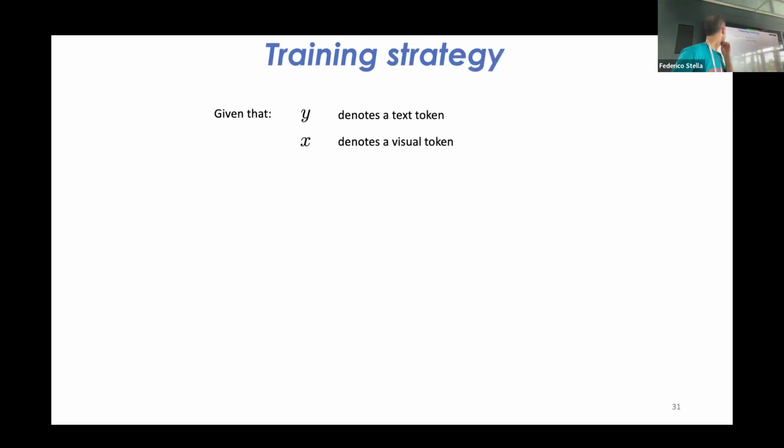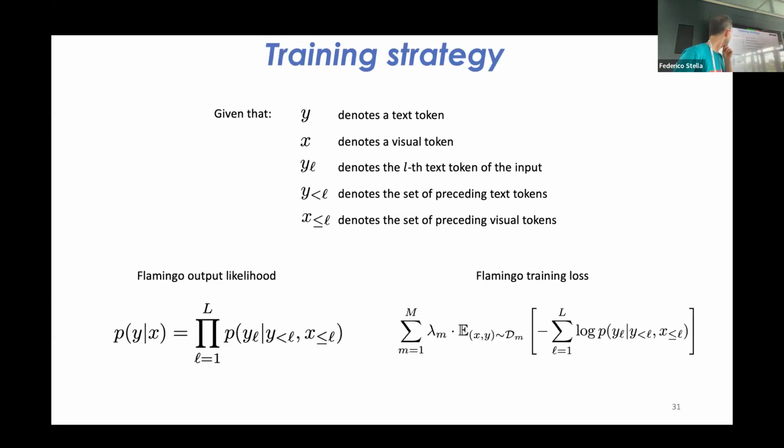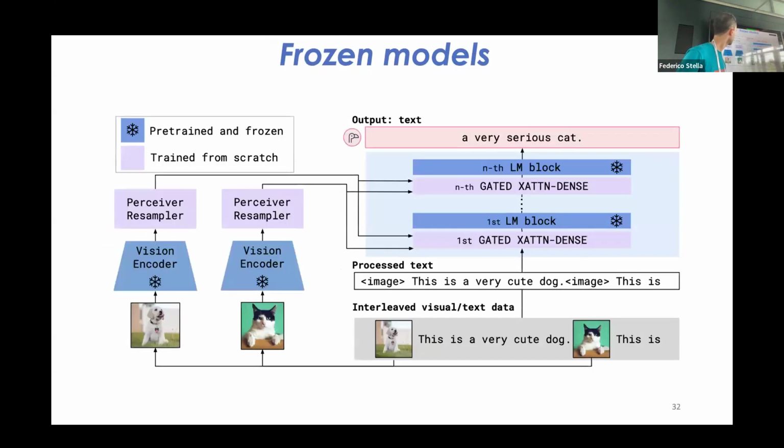Training strategy, it's just a bunch of equations. I can skip through this, just the Flamingo output likelihood and training loss. Nothing particular, it's just normal stuff at this point.